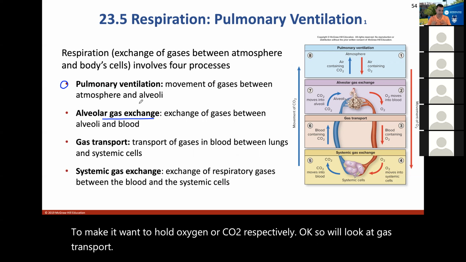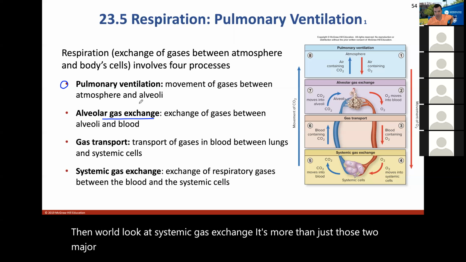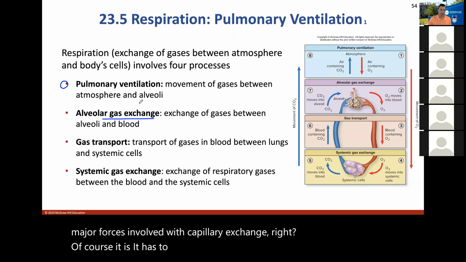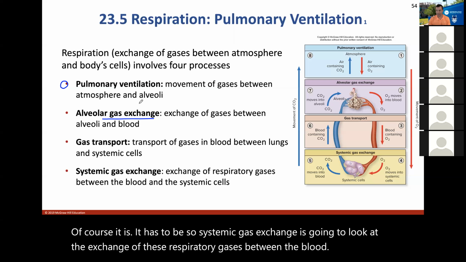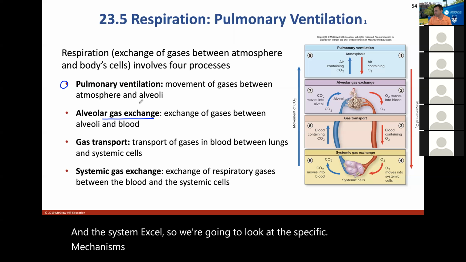Then we'll look at systemic gas exchange. It's more than just those two major forces involved with capillary exchange, right? Of course it is. There has to be. So systemic gas exchange is going to look at the exchange of these respiratory gases between the blood and the systemic cell. So we're going to look at the specific mechanisms involved for the unloading.